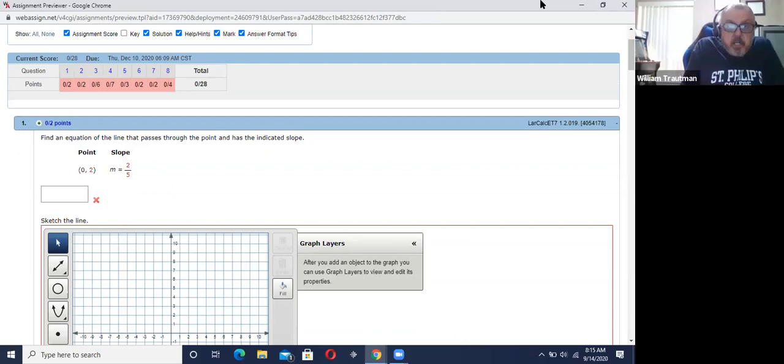All right, so I'm going to show all the work, even though I think this might be multiple choice, and show you work, a little bit of both. It says find the equation for the line that passes through this point and has the indicated slope. Okay, so I have a point and I have a slope, so I'm going to use the point slope formula.